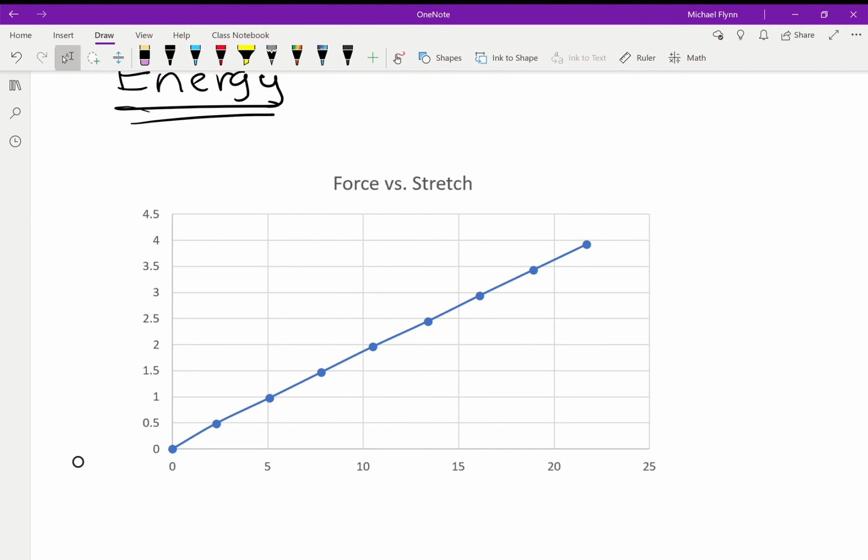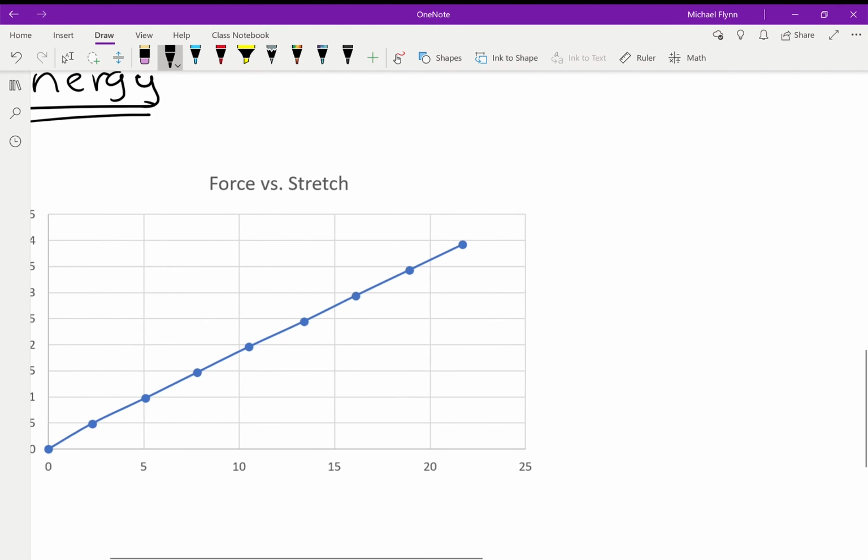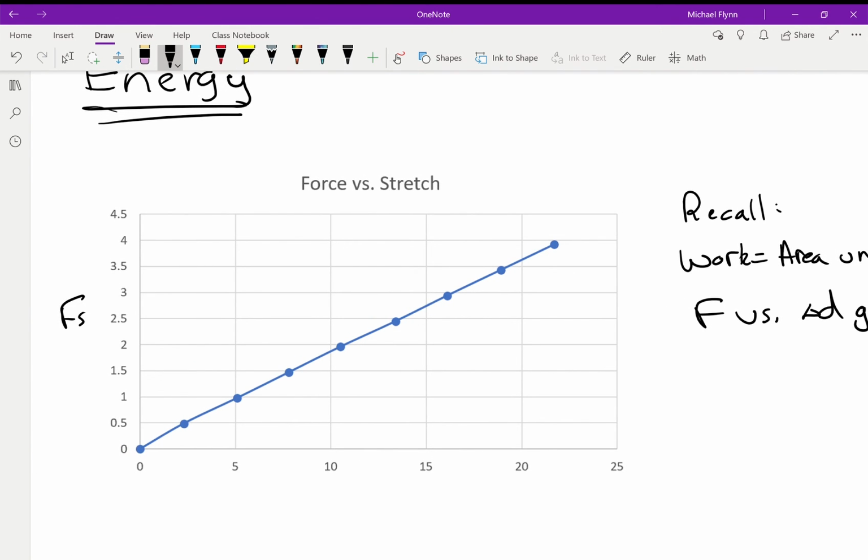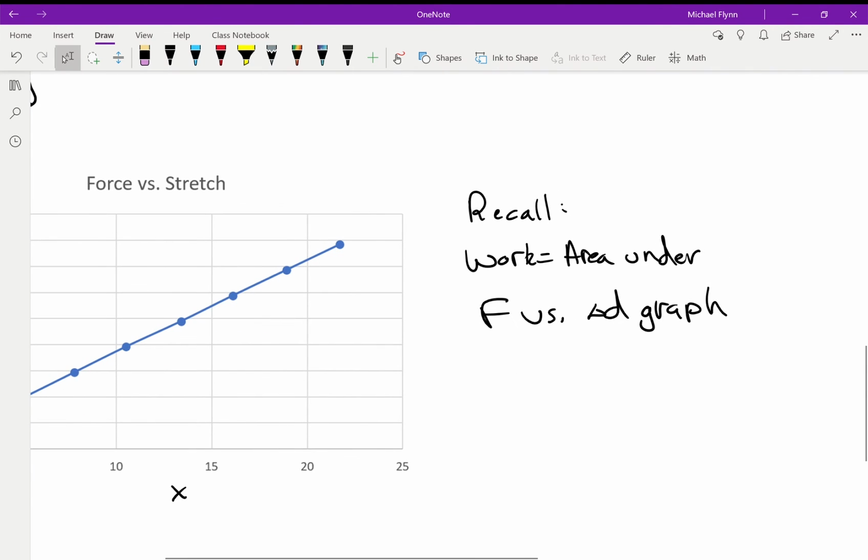Now what I'm going to do is I'm going to ask you to recall work is equal to area under a force versus delta d graph. Well, this is a force versus distance graph, this force versus x. So this is Fs on this side, this is x down here, okay? And therefore work is equal to the area under an Fs versus x graph.